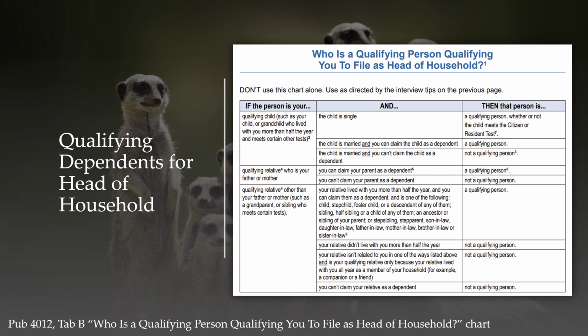So they might be able to be claimed on the return, but our taxpayer would not be able to file as head of household with that relationship only. And then, of course, if they can't be claimed as a dependent, then they are not a qualifying person to qualify our taxpayer to file head of household.